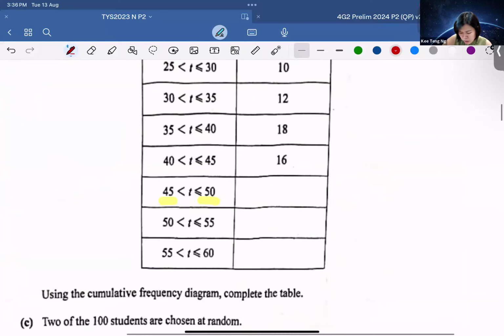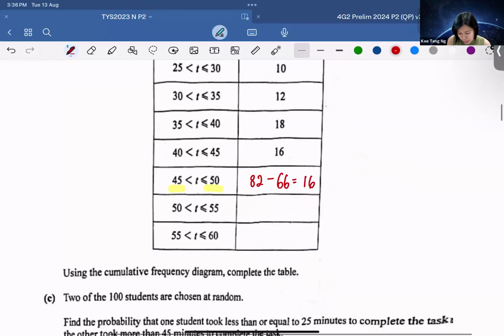So this one, how to find the number? You read the graph already. In between the two lines, 82 minus 66. Number will be 16. So on and so forth. Okay, I'm not going to do the rest of that. I just use it as an example to tell you. So if such a question comes out, you need to know how to work backwards from the table. Okay, from the graph to the table.